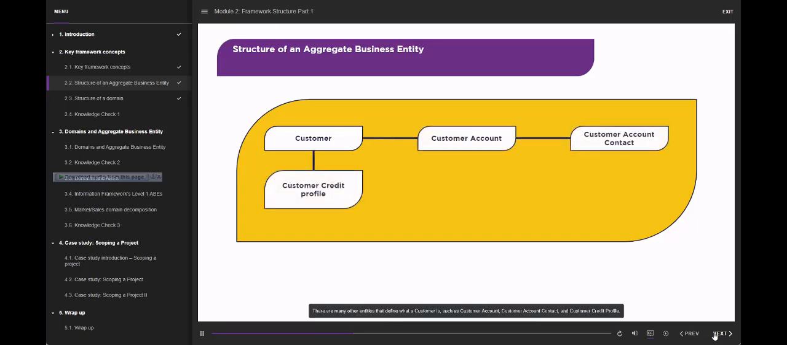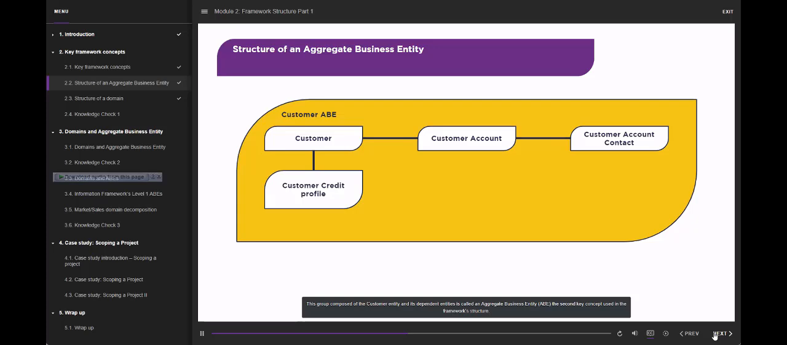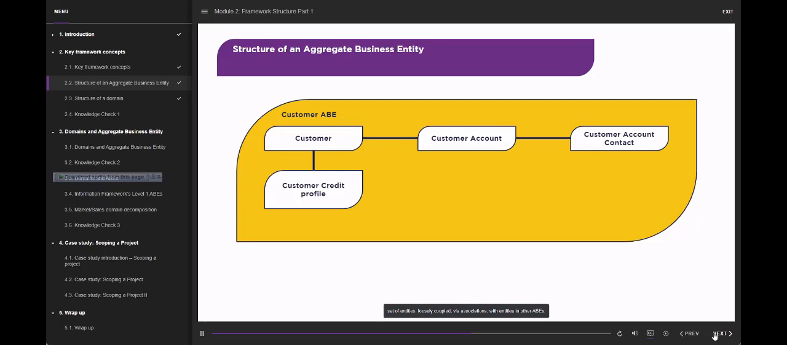There are many entities that define what a customer is, such as customer account, contact, and customer credit profile. These three entities are closely related to the customer entity and depend upon it. This group, composed of the customer entity and its dependent entities, is called an aggregate business entity, or ABE. The second key concept used in the framework structure. An ABE is a well-defined set of information that characterizes a highly cohesive, because of the dependencies, set of entities loosely coupled via associations with entities in other ABEs.